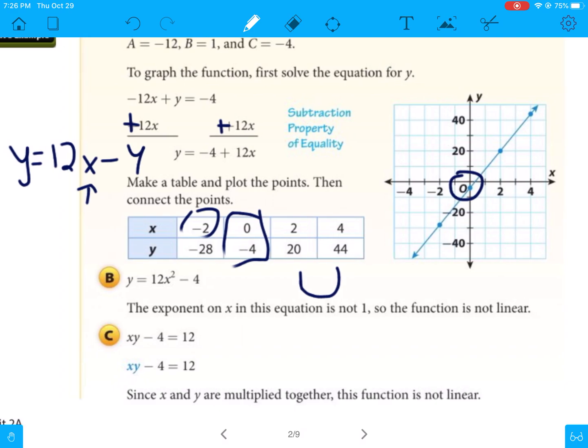Now for part C, we have x times y. They cannot be multiplied together, so it's not linear. They can be added or they can be subtracted.